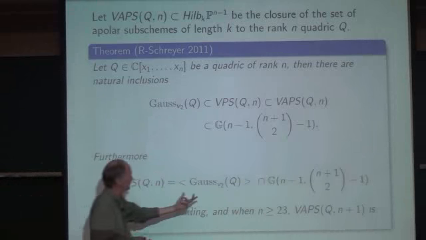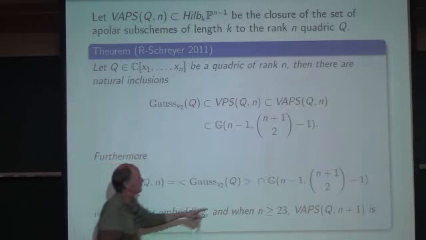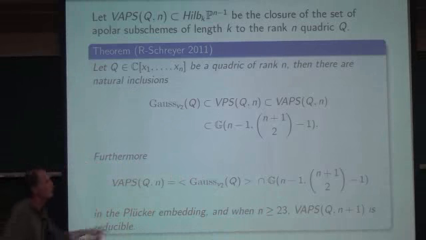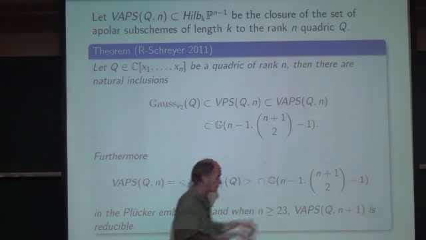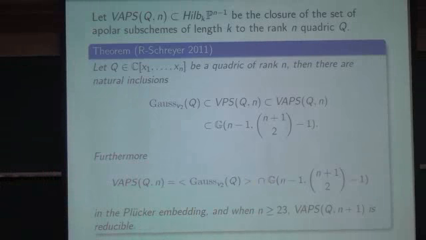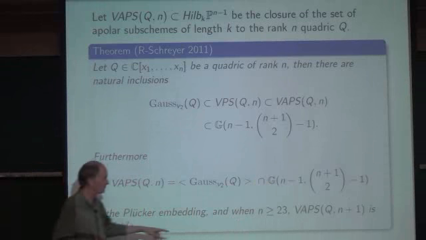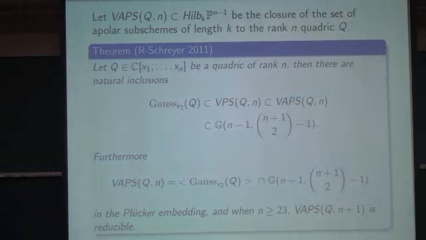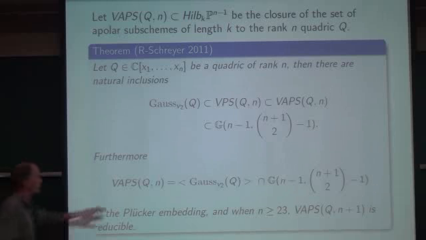And the span of that Gauss image intersects the Grassmannian precisely along this big thing, VAPS here, all the apolar subschemes. And the point is that if the rank is big, if the dimension of the quadric is big, then there are more apolar subschemes than just the limits of the smooth ones, smooth simplices. So this becomes a reducible thing. So things go bad, you know.